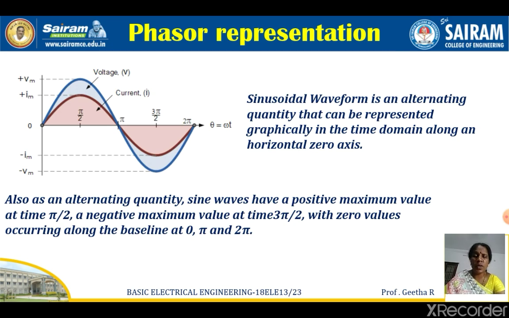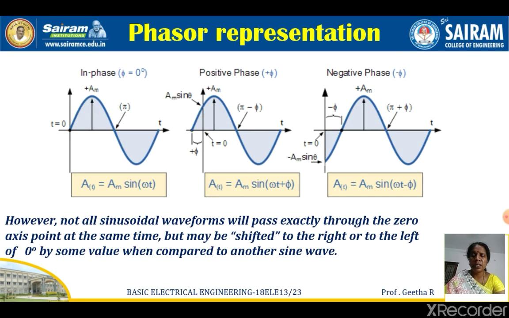Also, as an alternating quantity, the sine wave has a positive maximum value at a time pi by 2, a negative maximum value at a time 3 pi by 2, with the zero values occurring along the baseline at 0, pi and 2 pi. However, not all sinusoidal waveforms will pass exactly through the zero axis point at the same time, but may be shifted to the right or to the left by some value when compared with another sine wave.